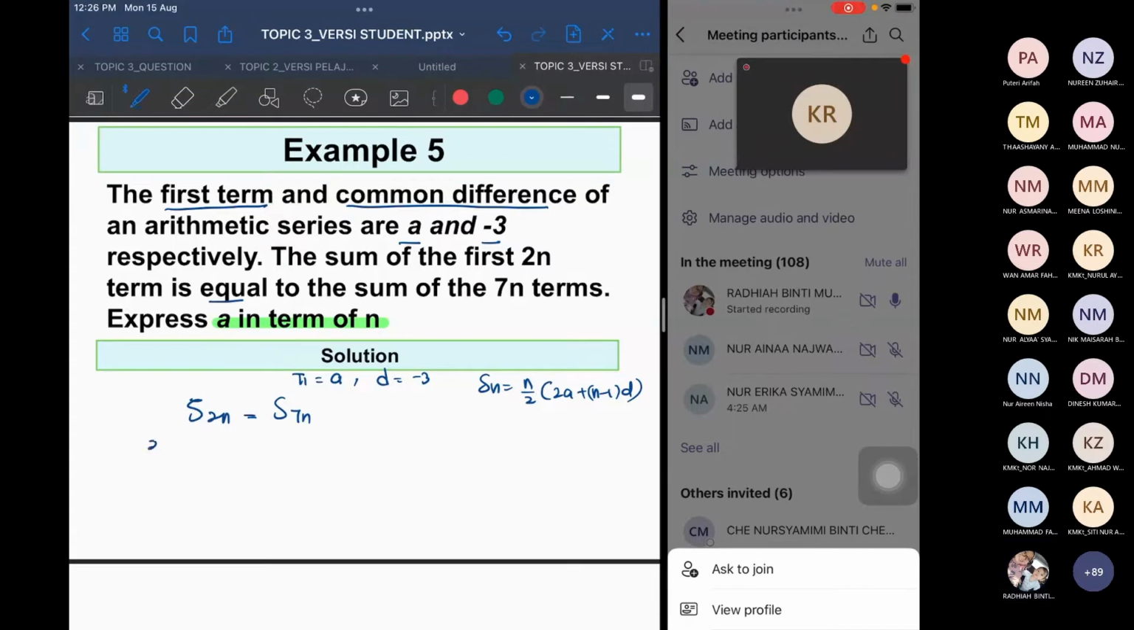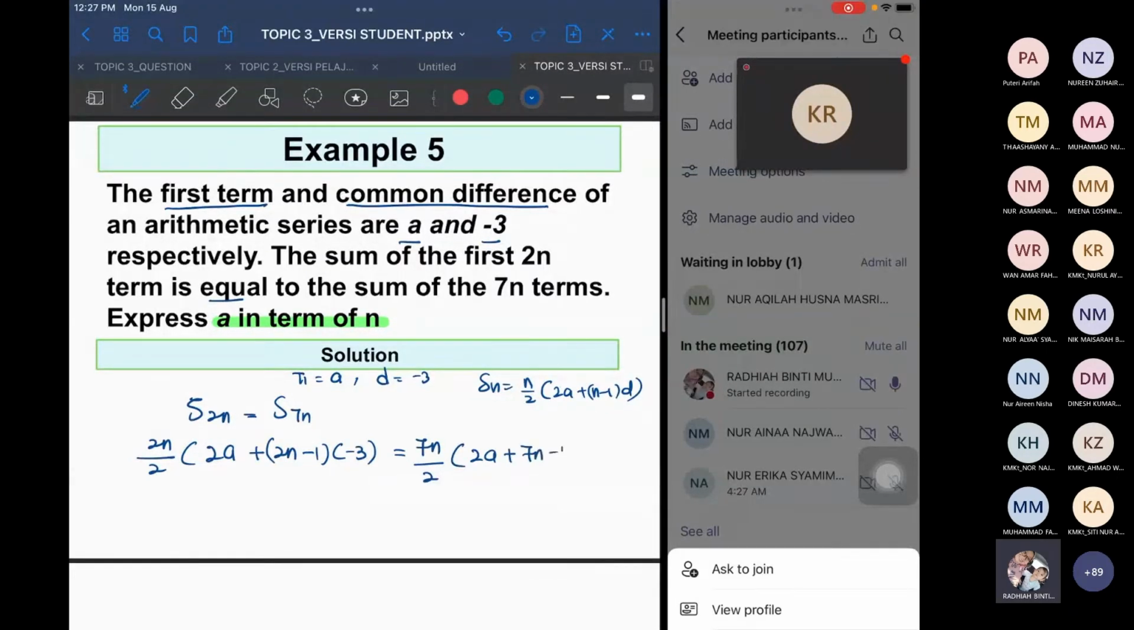So kita masukkan dalam you punya formula. Okay, so 2n over 2. Okay, A kita A lah. Sebab dia kata kita punya A, first term tu adalah A. So 2A plus n minus 1. Okay, so n kat situ adalah 2n kita lah. Minus 1 times D. D kita sama dengan -3. Okay, dia kata sum of 2n term sama dengan sum of the 7n term. So kat sini adalah 7n over 2, 2a plus 7n minus 1 times D. D kita -3.